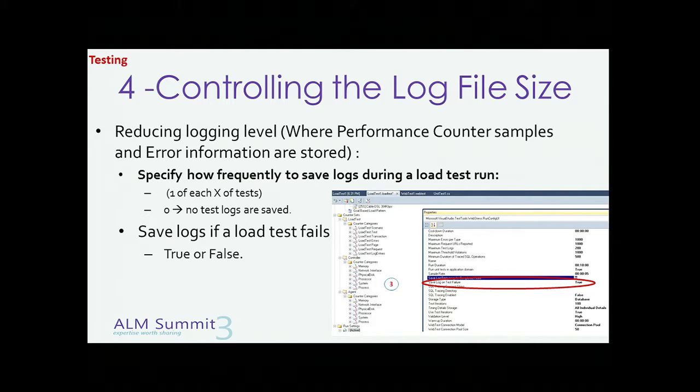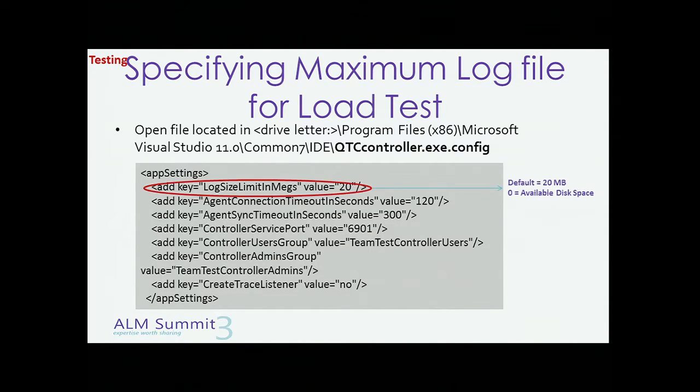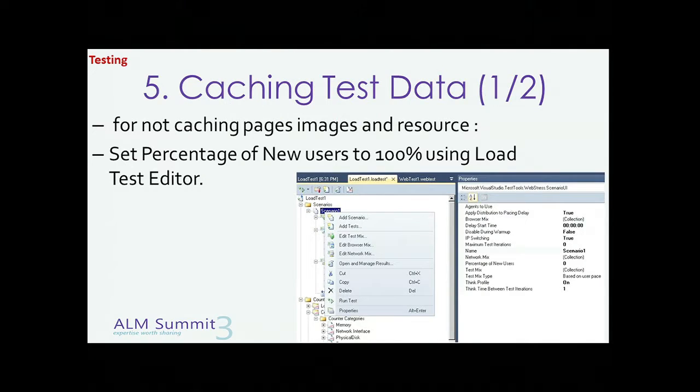Or you can switch the test failure logging on or off, or you can set a maximum ceiling for your system log file size. In order to do this, you have to go to the QTC controller configuration file that is placed under the IDE subfolder and go to the attribute called log size limits in megs, which by default is 20 megabytes. In our experience that was nothing, because the file expanded to gigabytes, so set it as you would like.